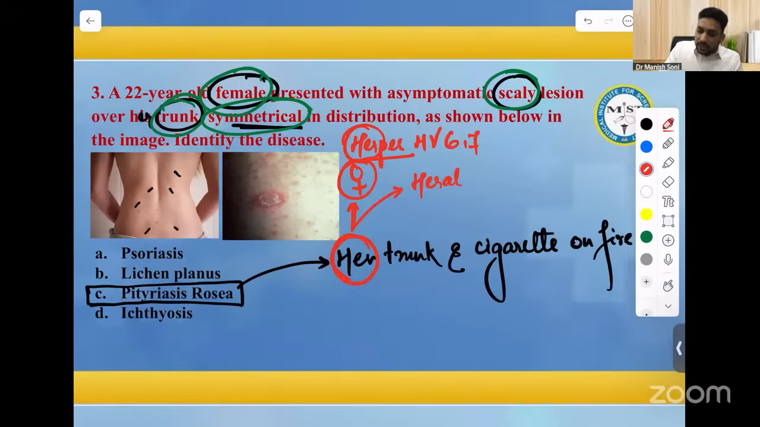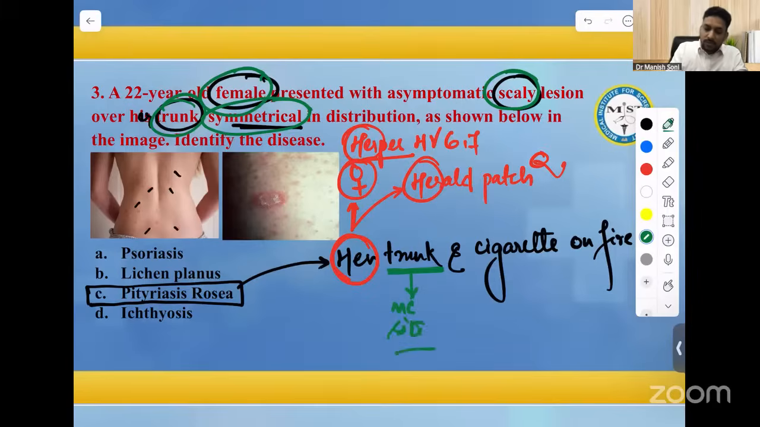Herald patch is seen in Pityriasis rosea. Another important question: herpes has a role in the etiology of Pityriasis rosea. It is commonly seen in females, where the trunk is the most common site. As you can see, trunk is the most common site.